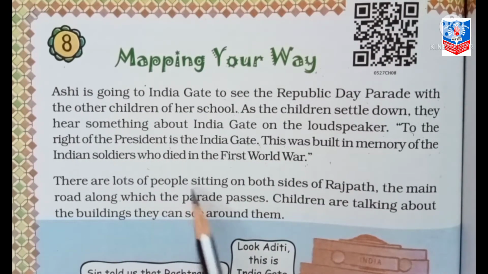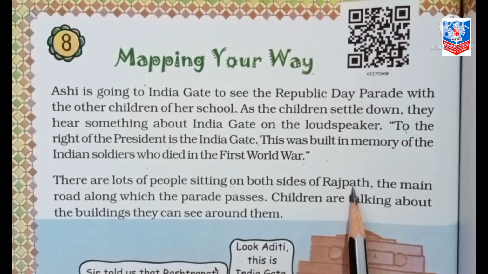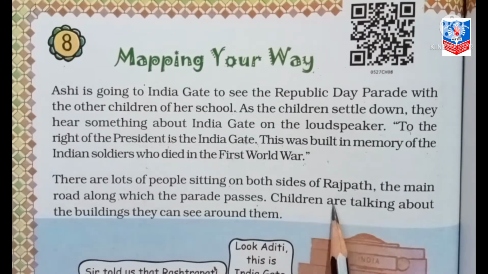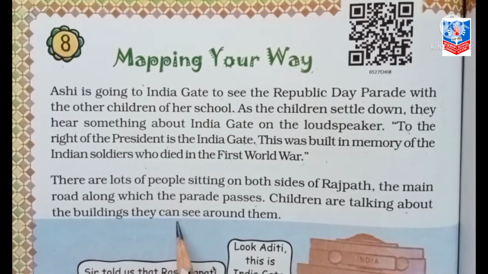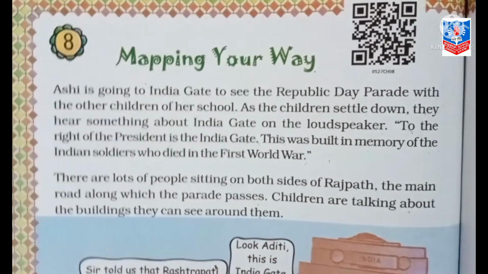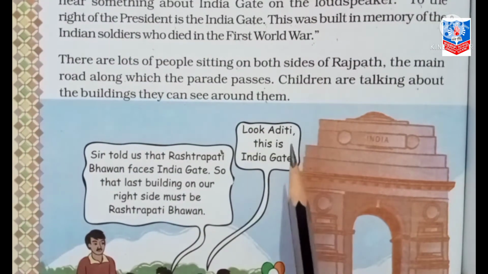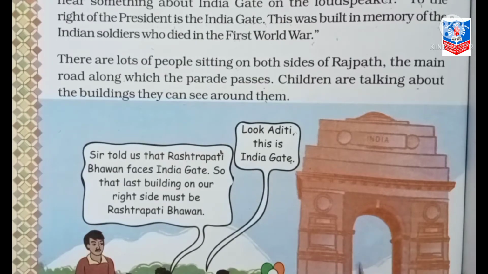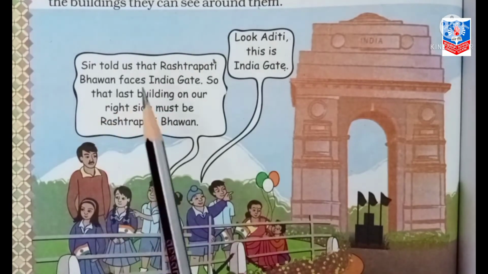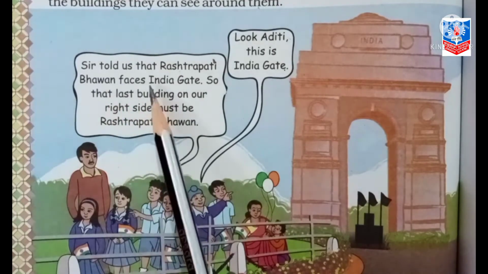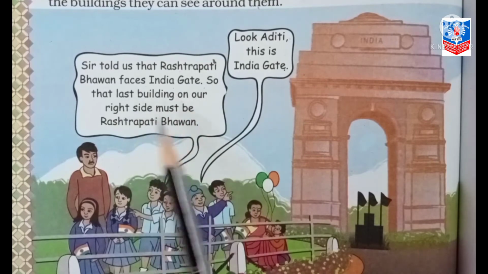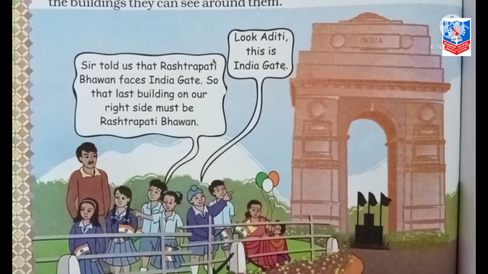There are lots of people sitting on both sides of Rajpath, the main road along which the parade passes. Children are talking about the buildings they can see around them. Okay? Now see here. Look, Aditi, this is India Gate. Now see, this boy is saying to Aditi, see Aditi, this is India Gate. Sir told us that Rashtrapati Bhavan faces India Gate. So that last building on our right side must be Rashtrapati Bhavan.